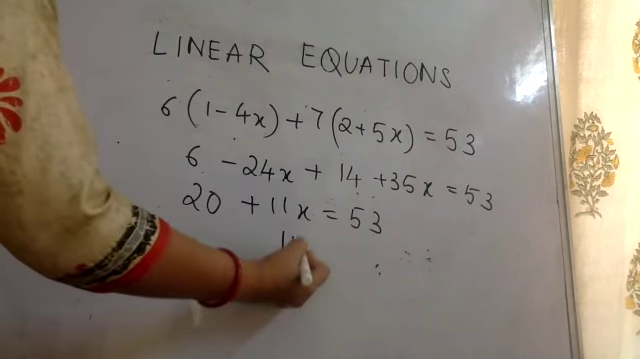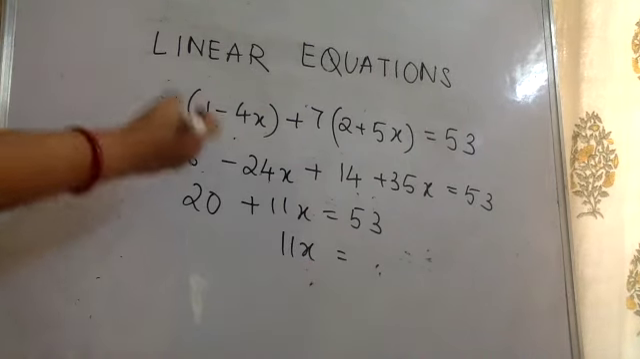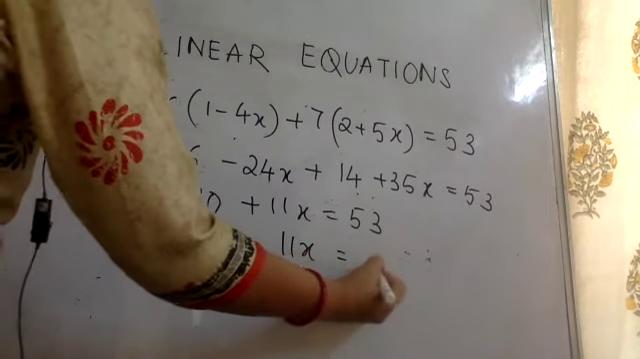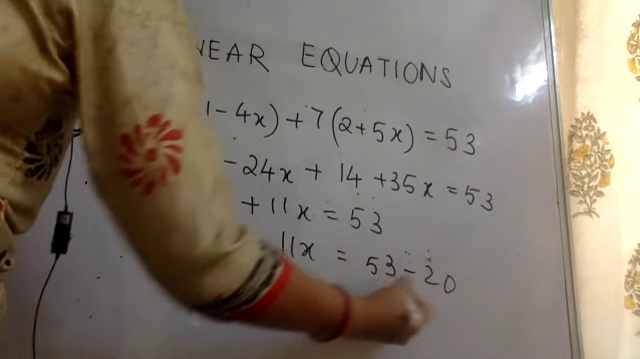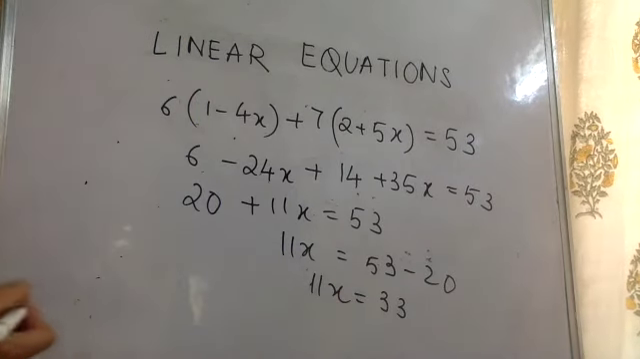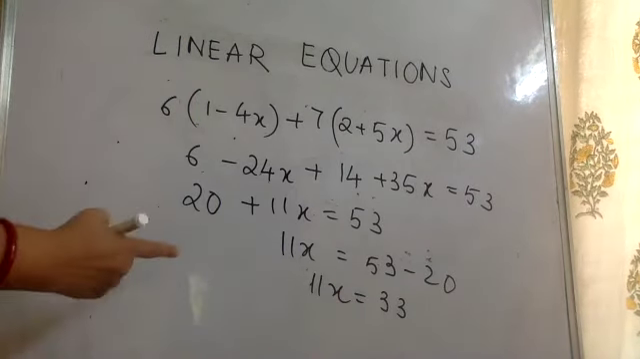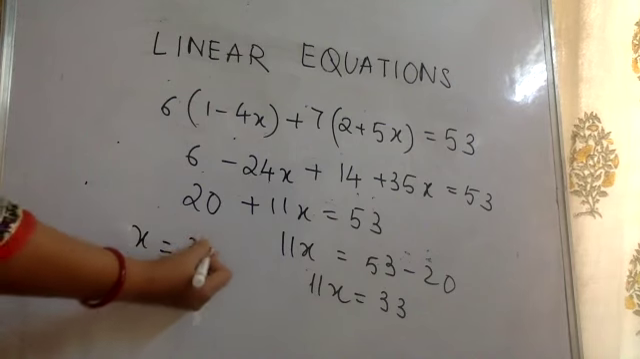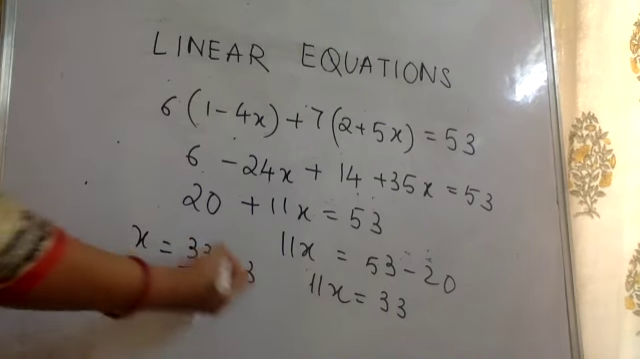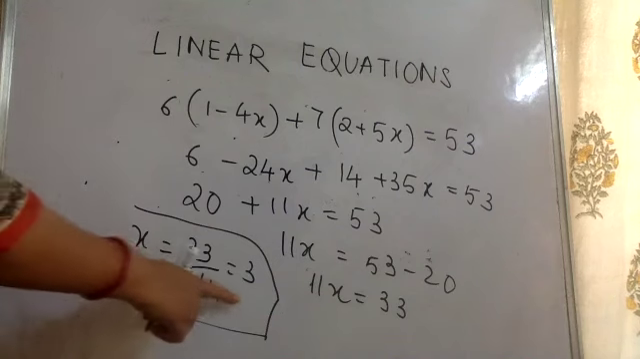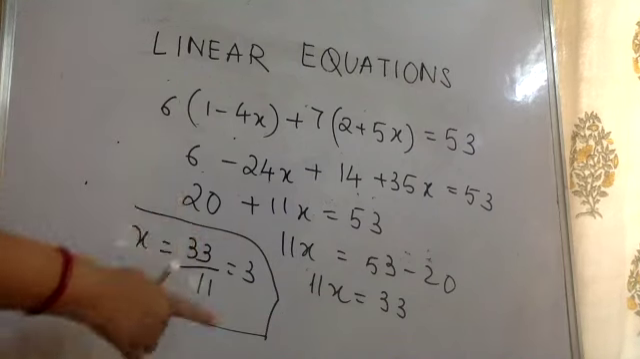Now 11x, keep it on one side. As I said, don't move the x, and bring the 20 to the other side with a change in sign. That gives me a 33. 11x is 33, which means x is equal to 33 by 11, which is equal to 3. So my answer is x is equal to 3.